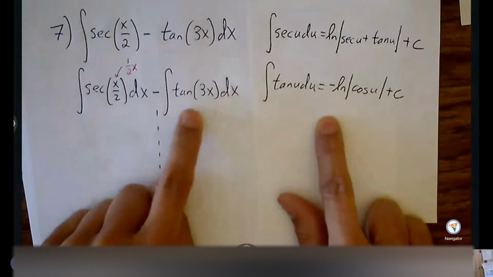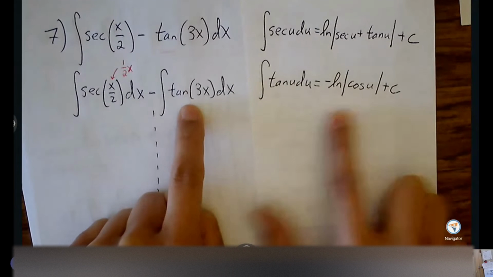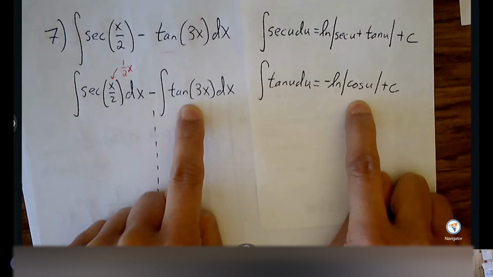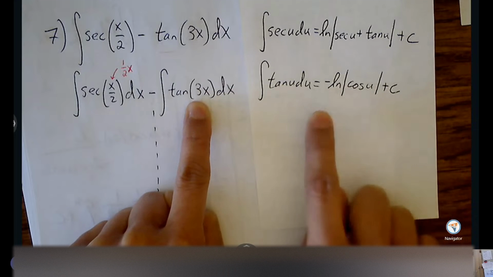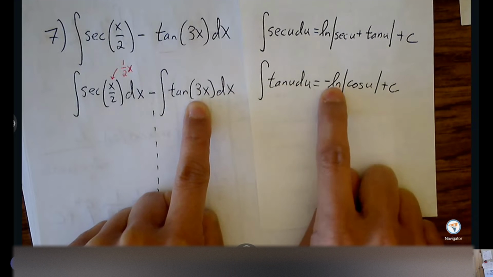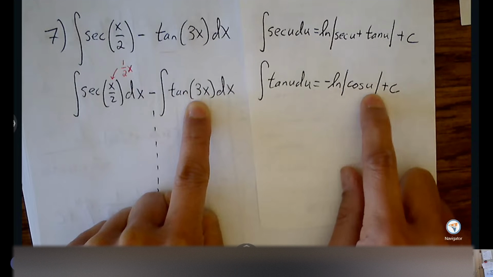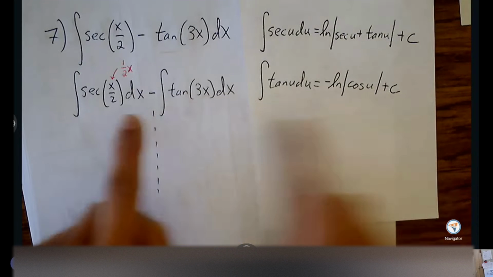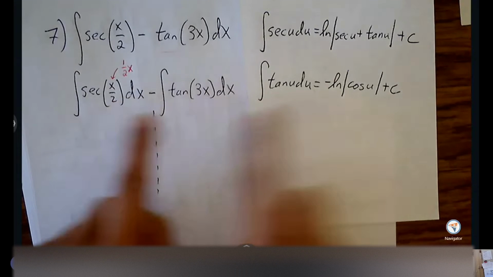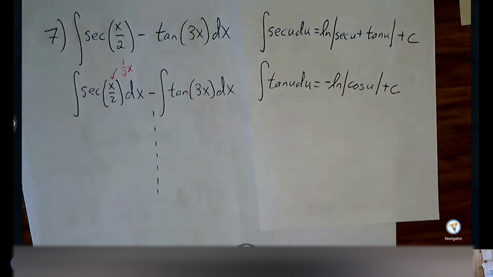So let's practice with this one here. Can I jump from here to here without having to go through all those intermediate steps? What's going to be produced out of that 3x? Yeah, that's it. So negative 1/3 natural log of the absolute value of cosine of 3x plus c. All right, so if we know what comes of that, then we can skip all the intermediate steps.